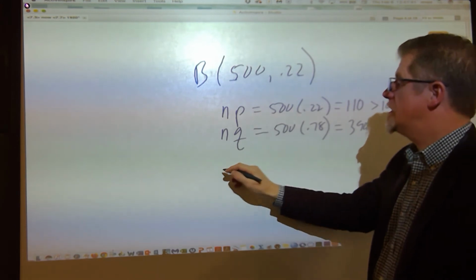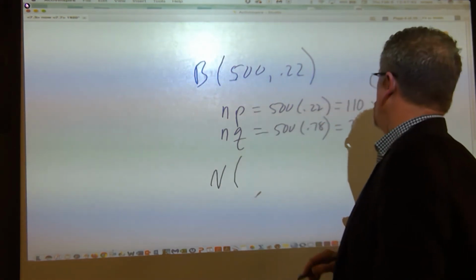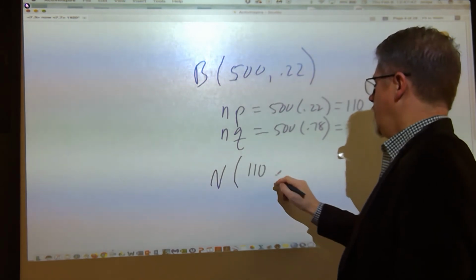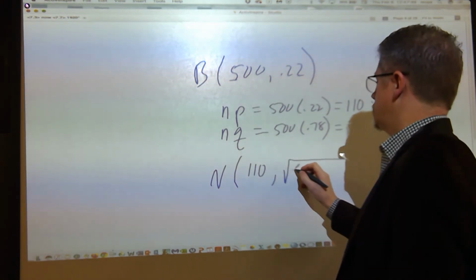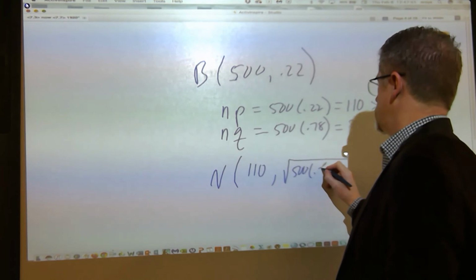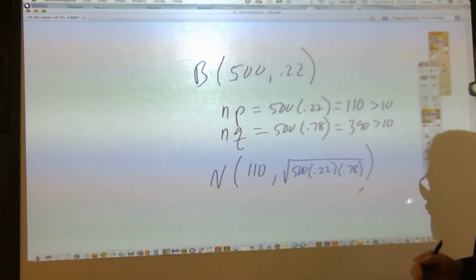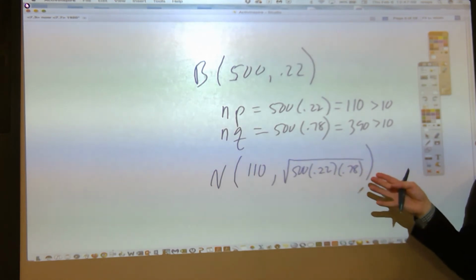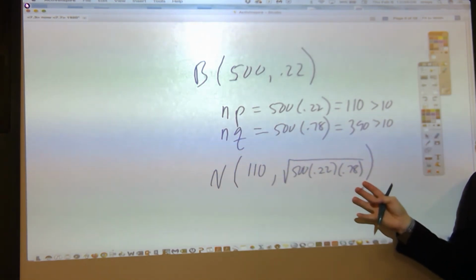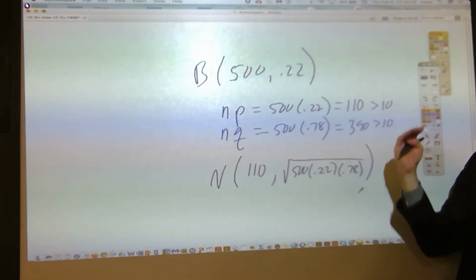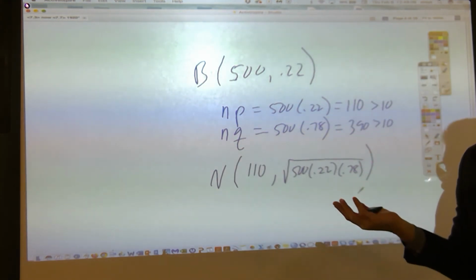Therefore, I could use a normal model with a mean of 110 and a standard deviation of the square root of 500 times 0.22 times 0.78. And that model would give me answers that would be pretty close to the answers given by the binomial model. That's today's lesson. Now all we have to do is an example of this.